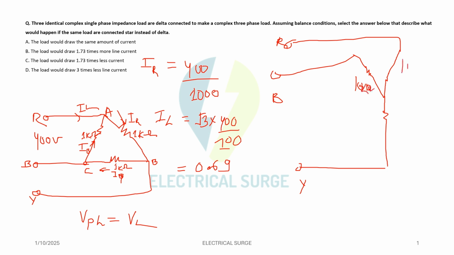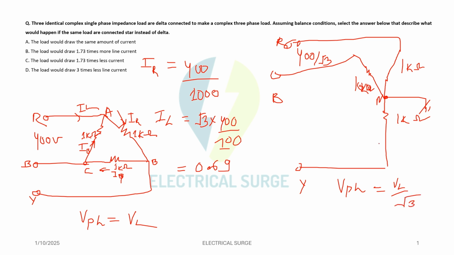Now here we are connecting the same loads using star connection. 1 kilo ohm, 1 kilo ohm, 1 kilo ohm. And in star connection there will be a neutral. 400 divided by root 3 is the phase voltage, R to neutral. Here you should remember one thing: in star connection, phase voltage is 1 upon root 3 times the line voltage.